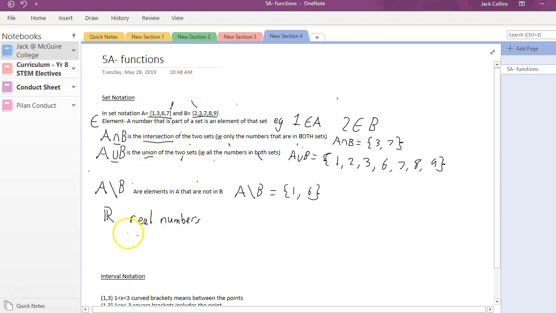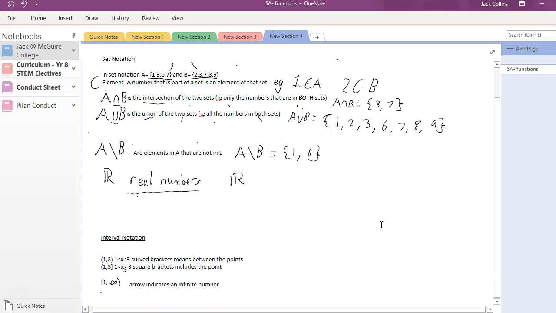Then the other real set notation that you need to know here is drawing an R with kind of an extra line there stands for real numbers. So often you'll say for all elements that are real there. So that's just some notation that can come in handy.